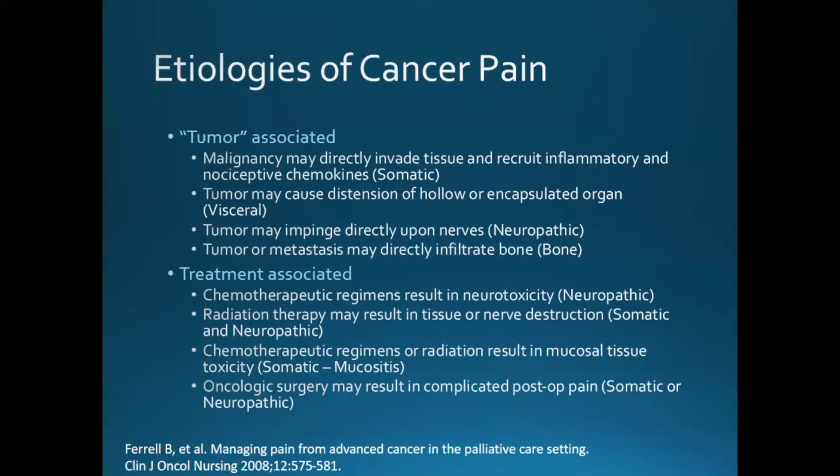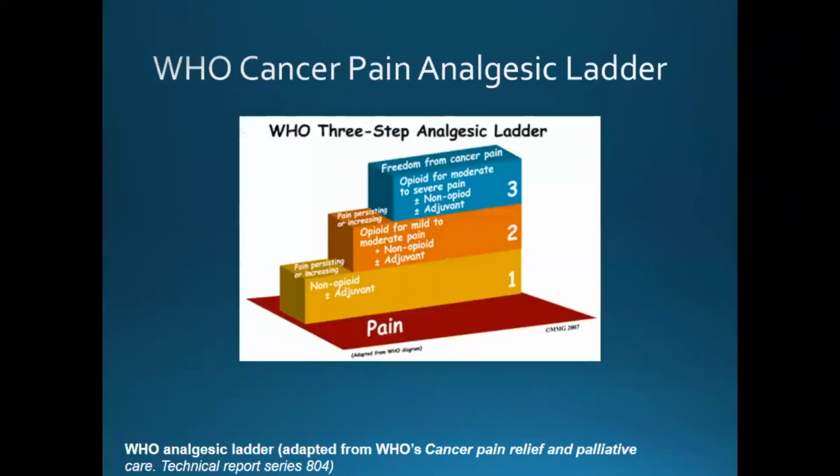Tumor can directly get involved in tissue, bone, nerve. So really any situation where we have innervation or invasion by malignancy can result in pain. But these are the two basic types. It's either tumor associated or it's treatment associated.